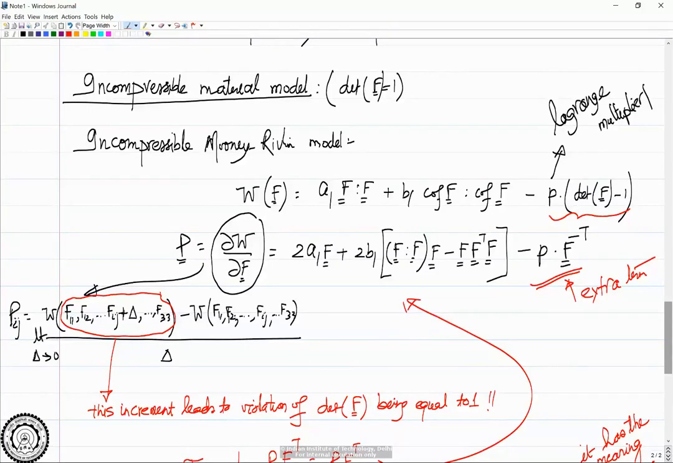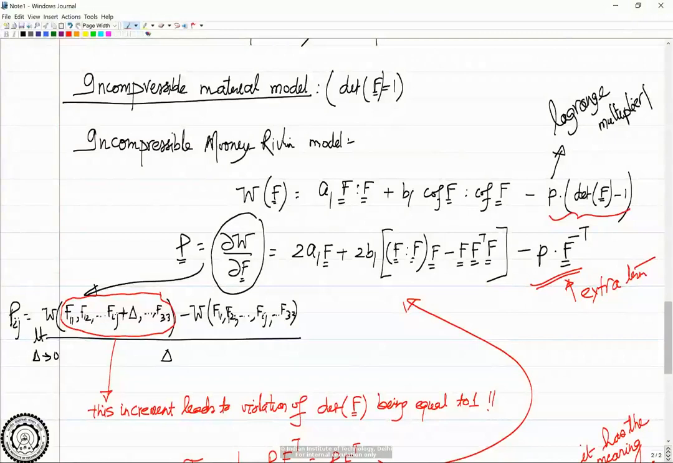We've been given determinant F is equal to 1, so it is a constant. Yes. So its derivative with respect to F will also be 0. Well, that's a very good question. Since the determinant of F is equal to 1 for all F, why is the derivative not 0? But of course, the determinant of F is not equal to 1 for all F. It is only for those F which are attained by incompressible material.